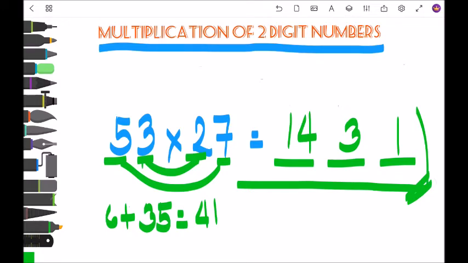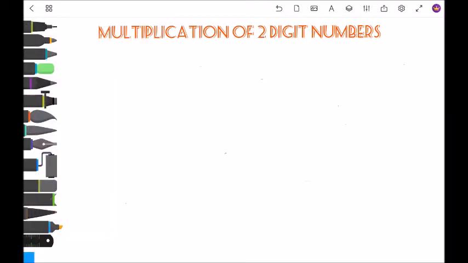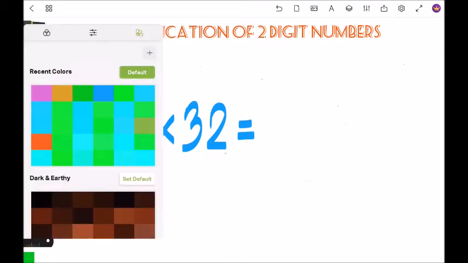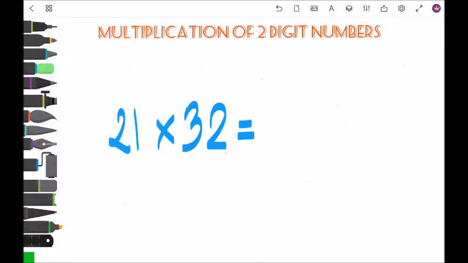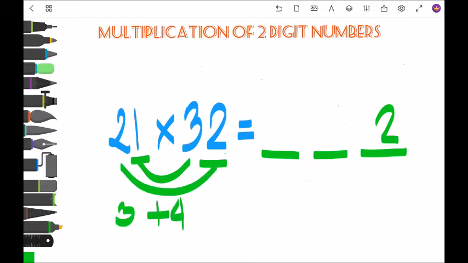Again, how about 21 times 32? Again, the last two digits is 1 times 2 is 2. And then we add 1 times 3 is 3. Times 2 times 2 is 4. Is 7.